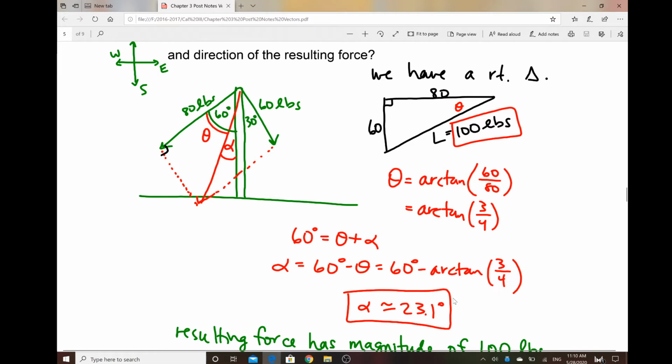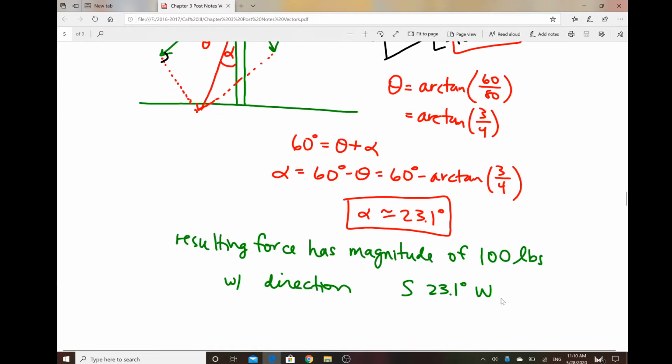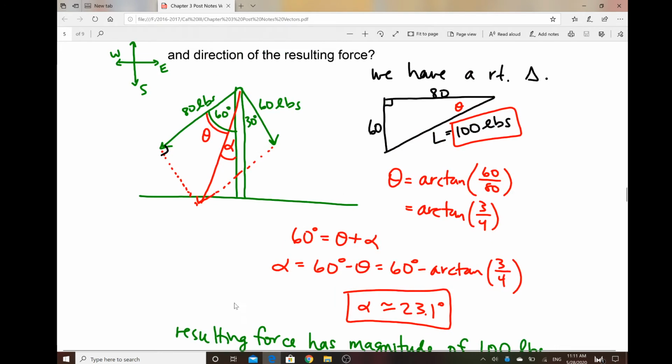If we try to do that on the calculator, we'll get alpha equals 23.1 degrees. So the resulting force has a magnitude of 100 pounds with a direction of south 23.1 degrees west. Again, the post right here just shows part of the diagram, but it also shows the direction is facing to the south. But in order to find the direction of the resulting vector, we need to find that alpha, the angle.